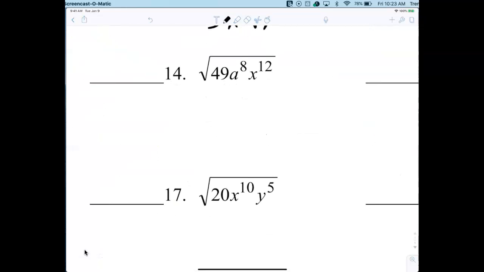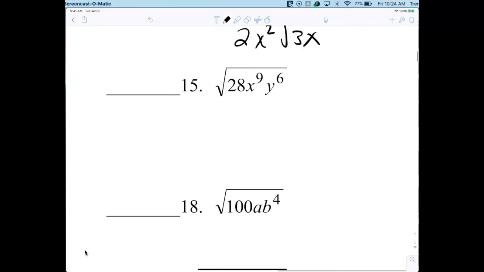Okay, 14. Everybody. Come on, Leighton. Tell me the answer to 14. So it would be 7, and then a to the 4th, and then x to the 6th. Wow. Good job. 7, a to the 4th, x to the 6th.